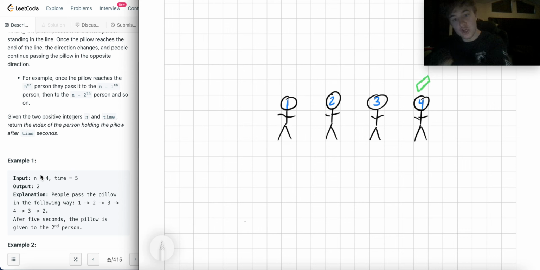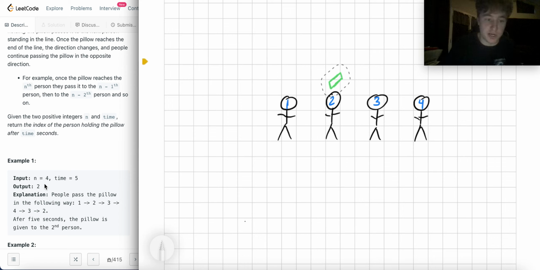Person 4 has no one else to give it to on its right. So after 4 seconds, 4 is going to pass it back to 3. Now the direction changes. And then after 5 seconds, person 2 is going to have this pillow, right? And that's why the output is 2.